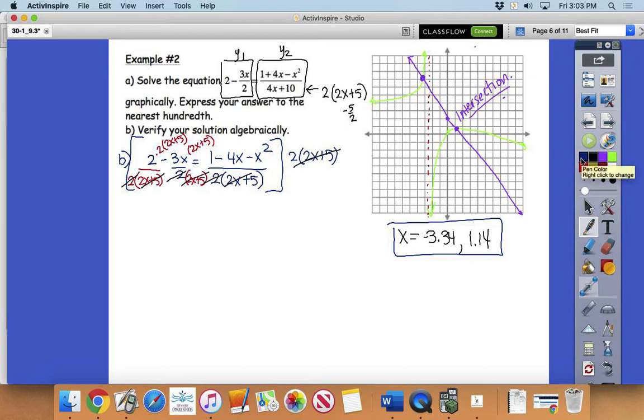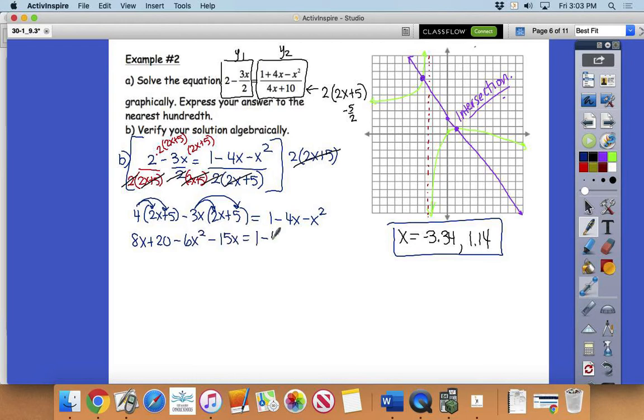So what you're left with is 4 needs to multiply with 2x plus 5, minus 3x needs to multiply with 2x plus 5, and on the right side, we have 1 minus 4x minus x squared. I'm going to distribute that 4 into the brackets and the negative 3x into the brackets as well. We have 8x plus 20 minus 6x squared minus 15x equals 1 minus 4x minus x squared.